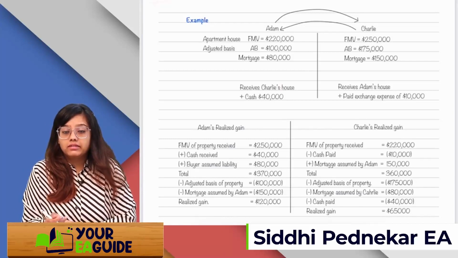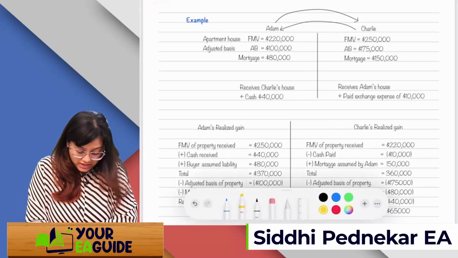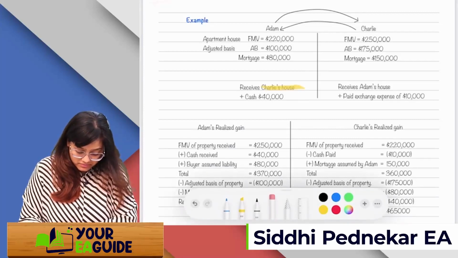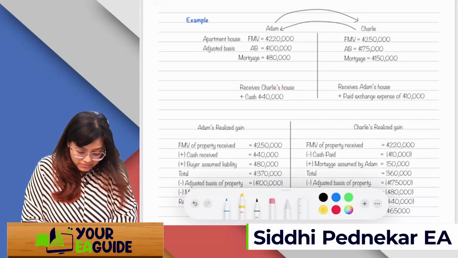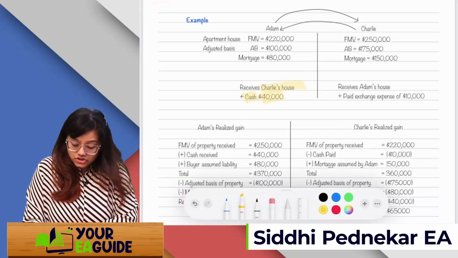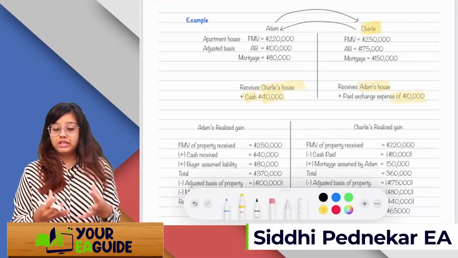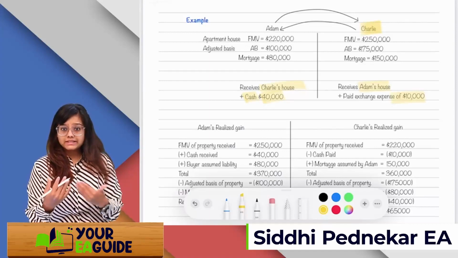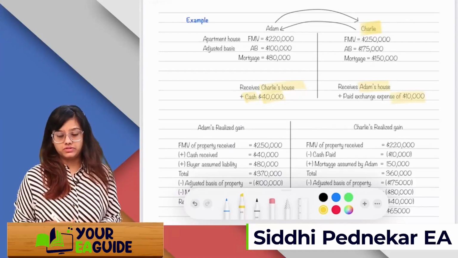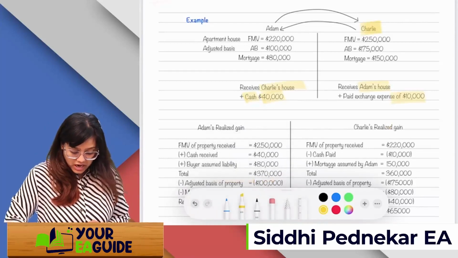Adam is also going to receive Charlie's house, and along with the house, Adam is going to receive cash of 40,000. And Charlie is going to receive only Adam's house, and Charlie is going to pay the exchange expense of 10,000. All right, so how are you going to calculate?